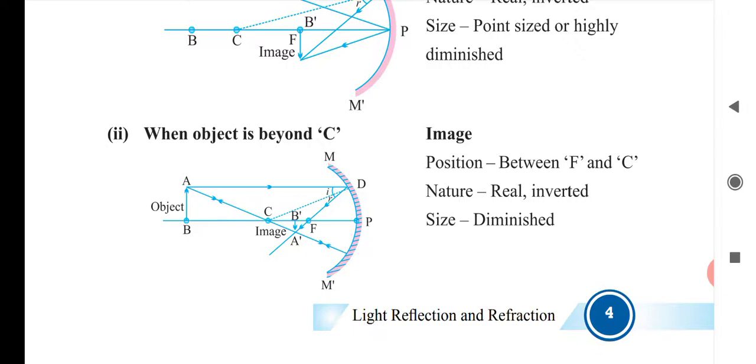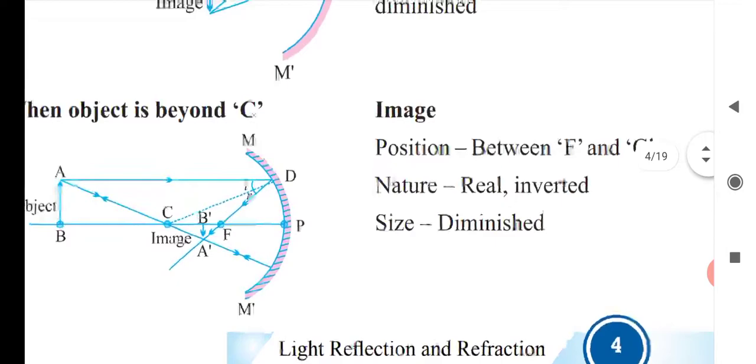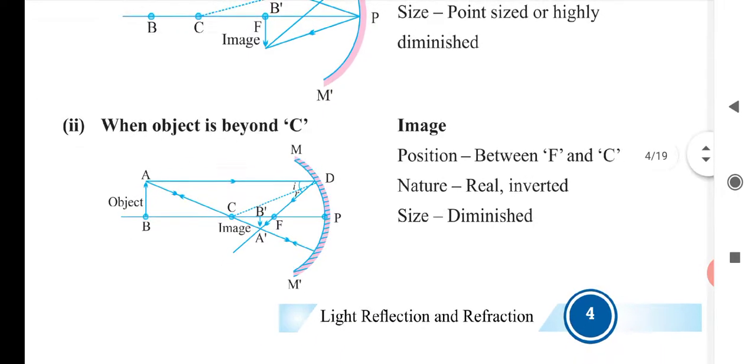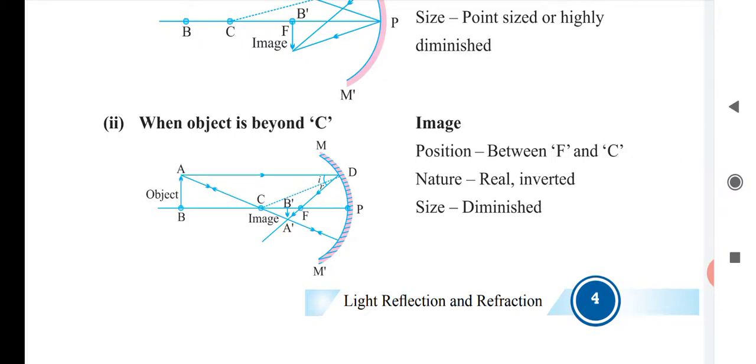You can see from the figure, AB is the object height, A dash B dash is the image height, AB is the object which is erect, and A dash B dash is the image which is real. So a real image is always inverted. Okay, so what is the position of the image? The image is formed between center of curvature and focus. Nature, I already said, it is real and inverted. Size, you can compare the size of the object with respect to the image. So the image size, you can clearly say, is diminished.